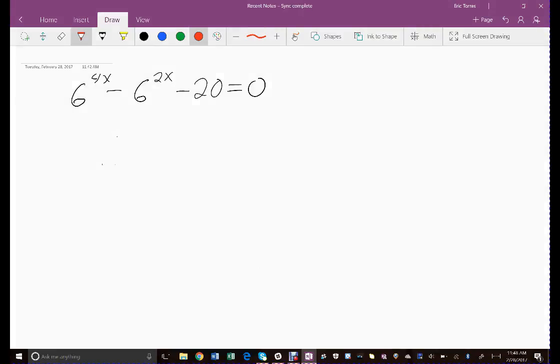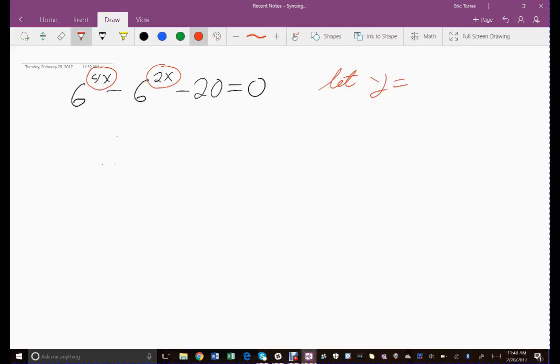Okay, I have a function here, an equation actually, with two terms that are exponential. And I'm going to show you a little trick on how to solve something like this. What you want to notice is that 4x and 2x are off by a factor of 2. This is really important.